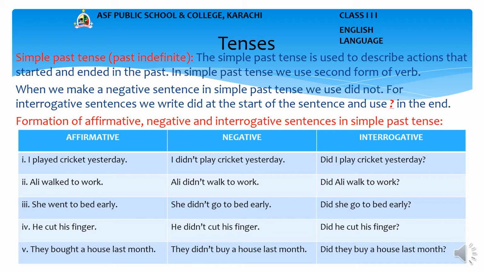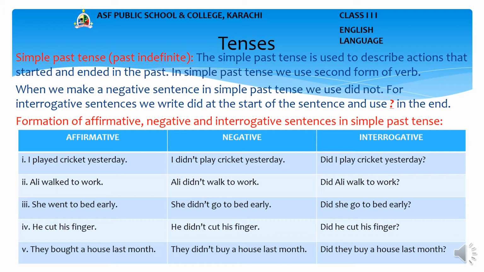What is affirmative? Affirmative is a word or statement that shows agreement or says yes. Negative sentences: a negative sentence or phrase is one that contains a word such as not, no, never, or nothing. Interrogative sentences: a sentence that asks a question or makes a request for information. Now I will read the examples of affirmative, negative, and interrogative sentences, and you can see the structure of these sentences.